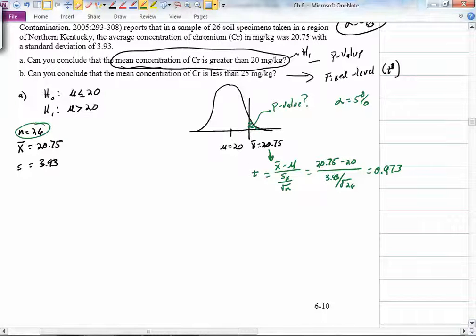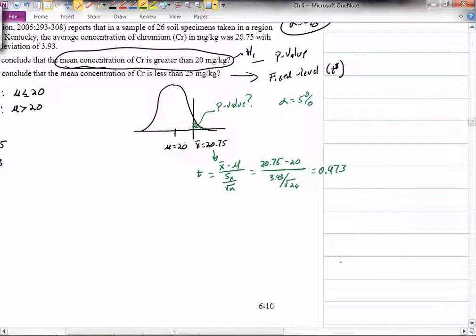So is that in the middle or in the tails? Or less than one standard deviation of the way? Probably in the middle-ish. So the area, so that corresponds to a p-value of 0.17. In your book, you probably couldn't find t of 0.973 and 25 degrees of freedom, right? So you have to bracket it.